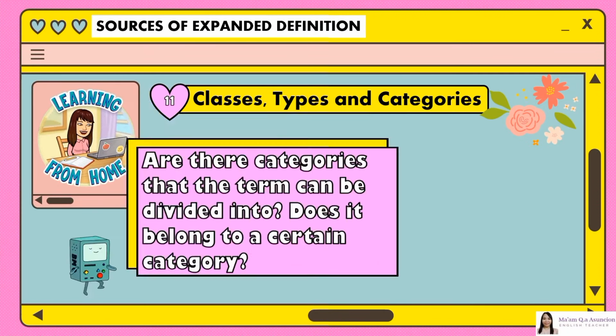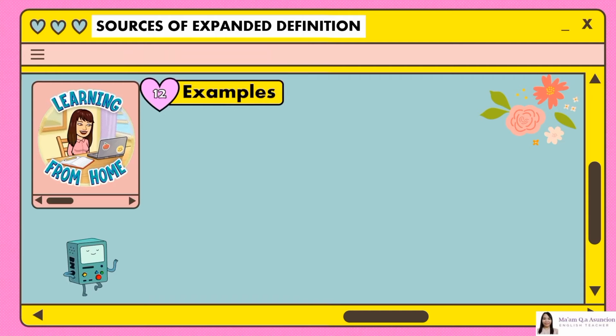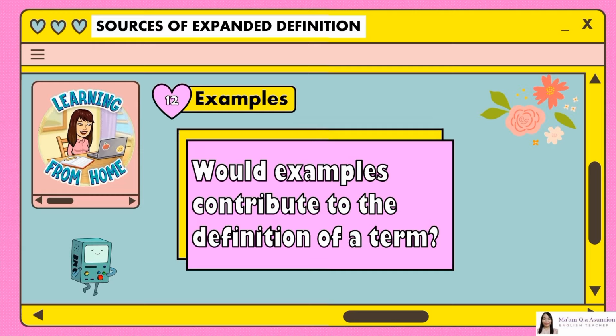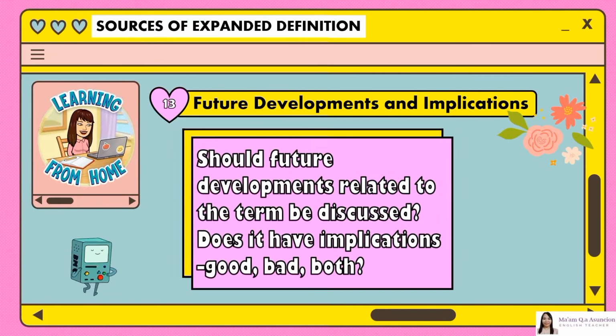Number 11, classes, types, and categories. Are there categories that the term can be divided into? Does it belong to a certain category? Number 12, examples. Would examples contribute to the definition of a term? Number 13, future developments and implications. Should future developments related to the term be discussed? Does it have implications, good, bad, or both?